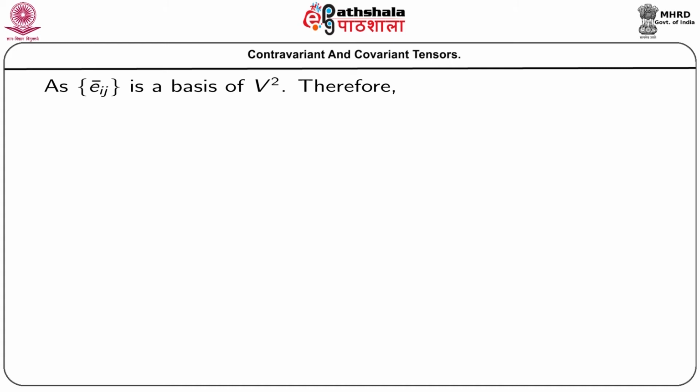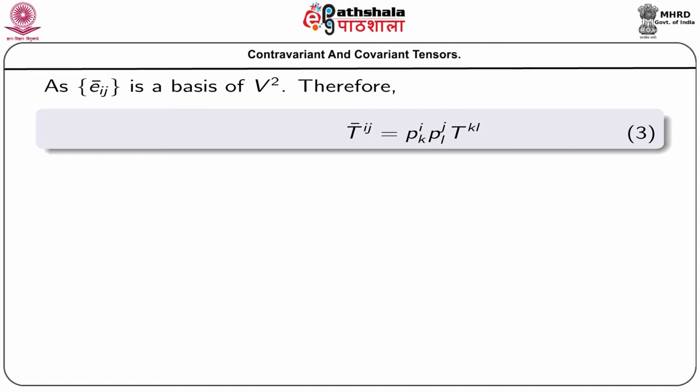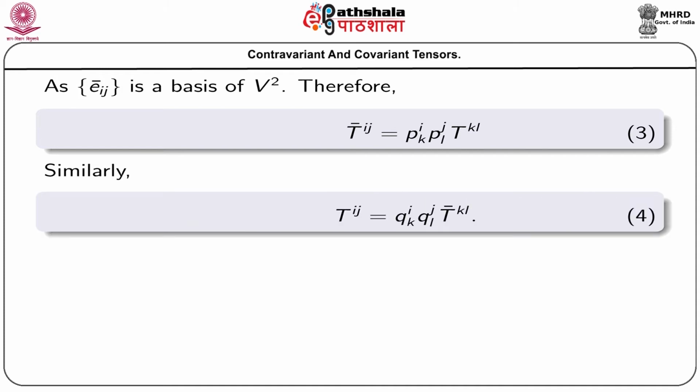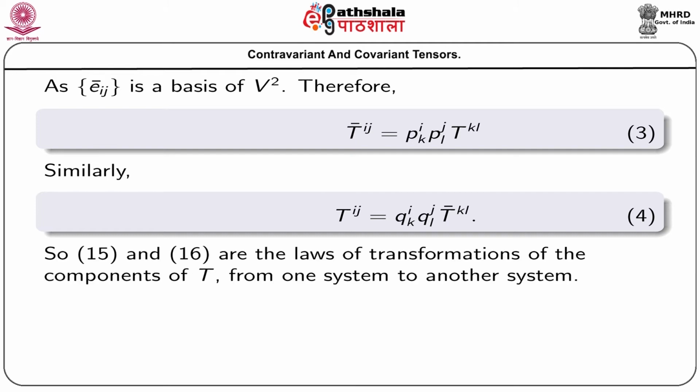Now, as E bar ij is a basis of V2, therefore, T bar ij can be written as p^i_k p^j_l T^kl, because E bar ij are linearly independent. So, we can express the previous expression in this form, that T bar ij equals p^i_k p^j_l T^kl. Similarly, T^ij for the unbarred system can be expressed in this form, q^i_k q^j_l T bar kl. So, 3 and 4 are the laws of transformations of the components of T from one system to another system.